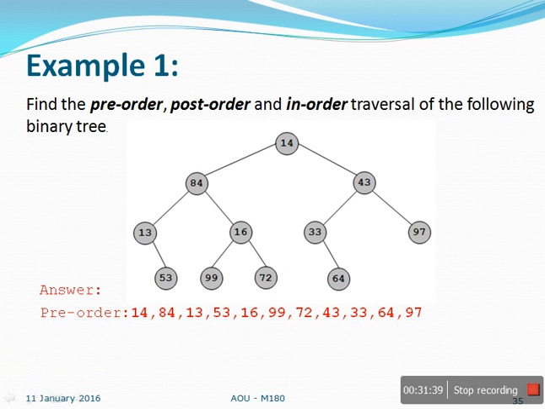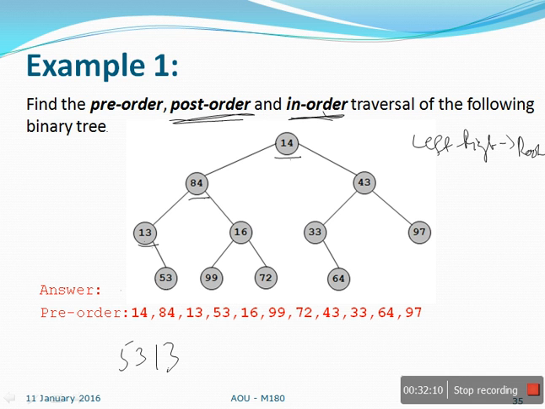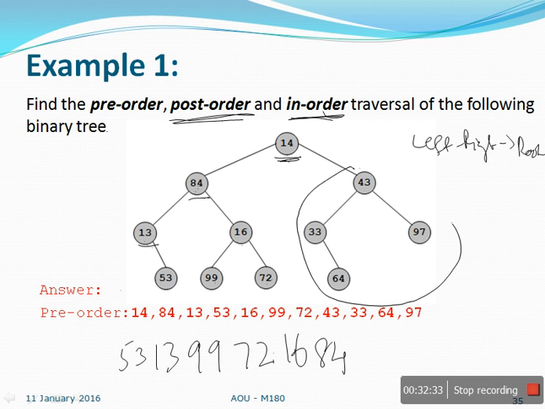Now let us do the post order. Post order says that first you process the left and then you process the right and then you process the root. Here if you go to this tree, the left is 84, 84 has a left, 13, 13 does not have left, it has right 53. So after left it is right 53, then the root 13, then again go back to 84, it has a right 16, 16 has a left, which is 99, it has a right 72, then its root 16, then its root 84, and then it's right for the 14 because the root is to be processed last.